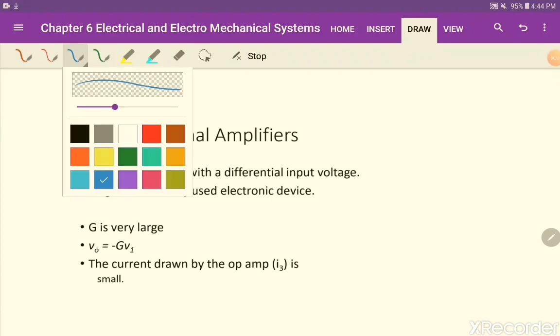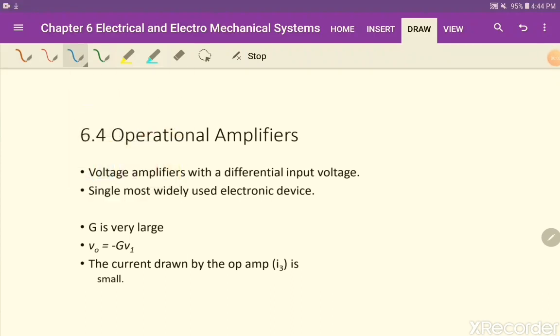Okay, today let's talk about op-amps, operational amplifiers. An op-amp is a voltage amplifier. It takes in the differential input voltage and gives you an output voltage. And it is probably the single most widely used electronic device.